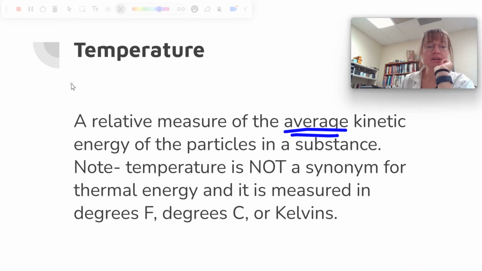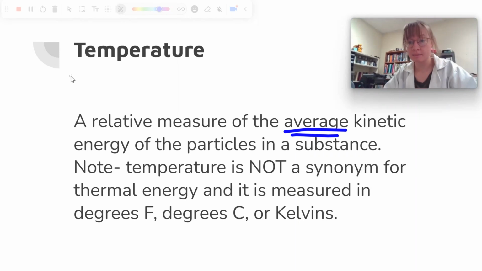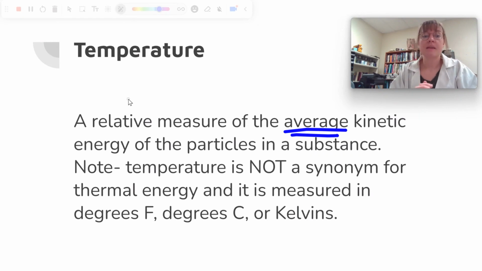Thermal energy, you'll remember, is the total kinetic energy of all of the particles within a substance. So if you have lots of particles moving around very fast and you add together all of their kinetic energies, then you get the total thermal energy of an object. But if you wanted the temperature of an object, what we're looking at is how much kinetic energy does a particle have on average.